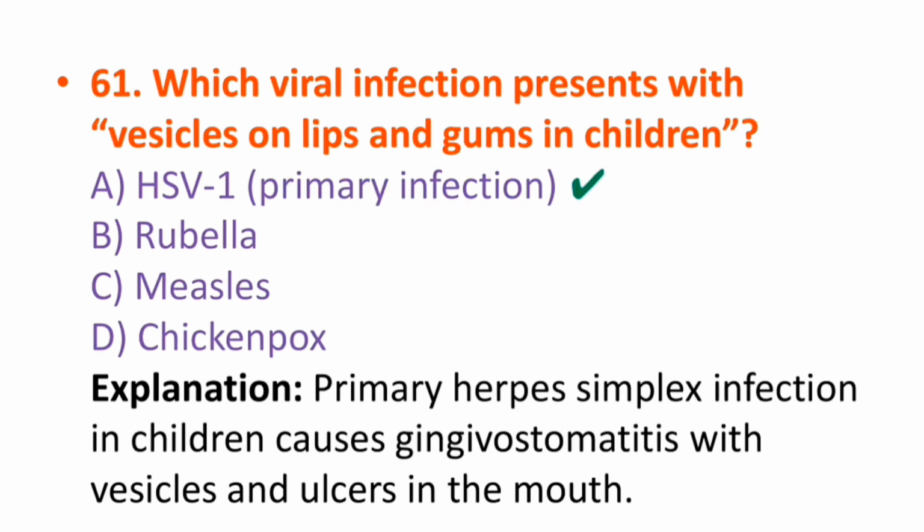Which viral infection presents with vesicles on lips and gums in children? Option A HSV-1, option B rubella, option C measles, option D chickenpox. The correct answer is option A. Primary herpes simplex infection in children causes gingivostomatitis with vesicles and ulcers in the mouth.